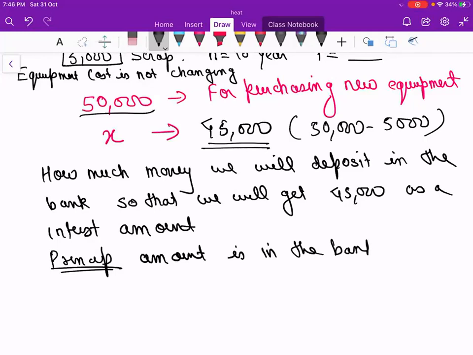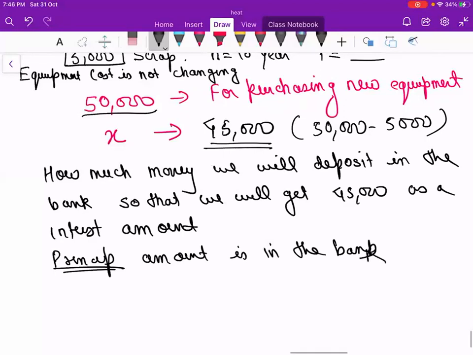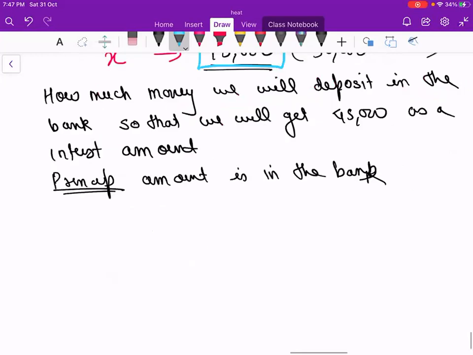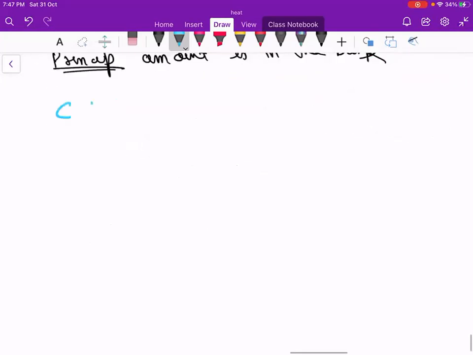Okay, that principal amount is in the bank. It means after every 10 years we need 45,000 rupees for purchasing the equipment, such an amount of money. So what will be the capitalized cost? I will give you time for a snapshot.